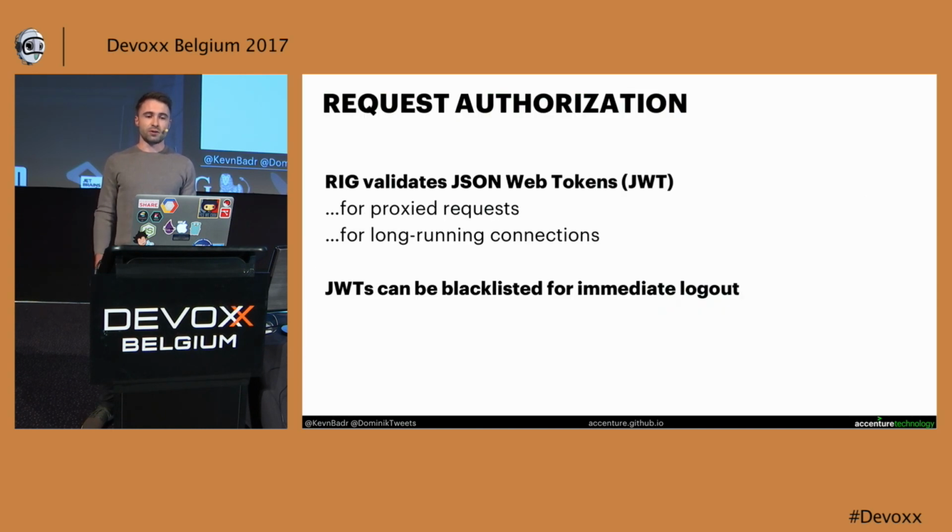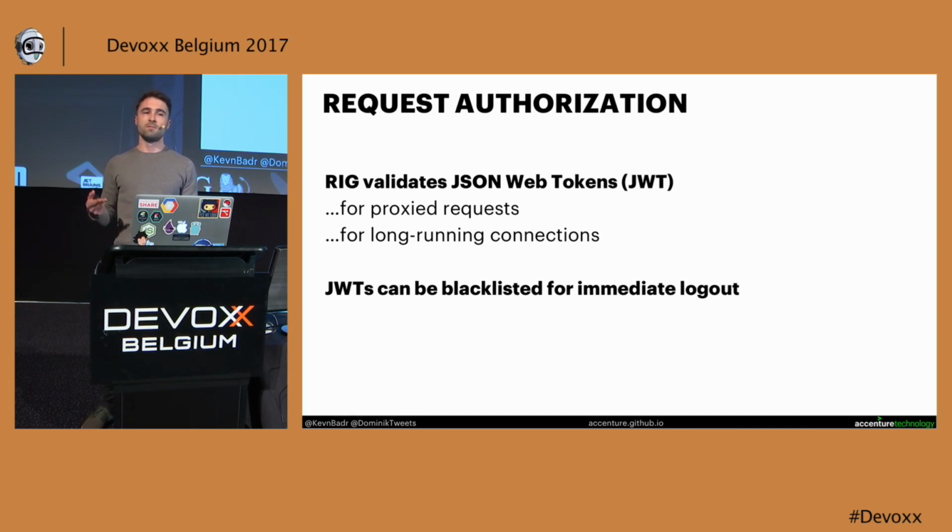Then finally we have request authorization. Rig checks the validity of tokens. We're using JWTs. And we check the validity for proxy requests, so the usual API gateway thing, and also for long-running connections. We also have a feature for blacklisting tokens for immediate logout.